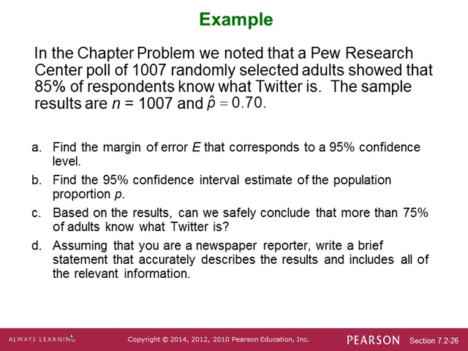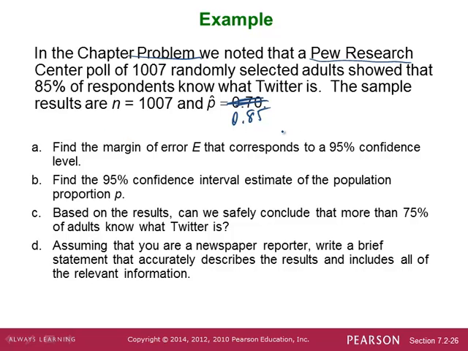So let's take a look at an example here. Suppose that, and by the way, this is wrong. This is 0.85 here. Now, if you were to read the first part of Chapter 7, you'll see that there was what they call a chapter problem, in which the Pew Research Center poll of 1,007 randomly selected adults showed that 85% of the respondents knew what Twitter was. All you need to do was take the number of people who said, yes, I know what Twitter is, and divide it by the sample size of 1,007, and you got 85%.